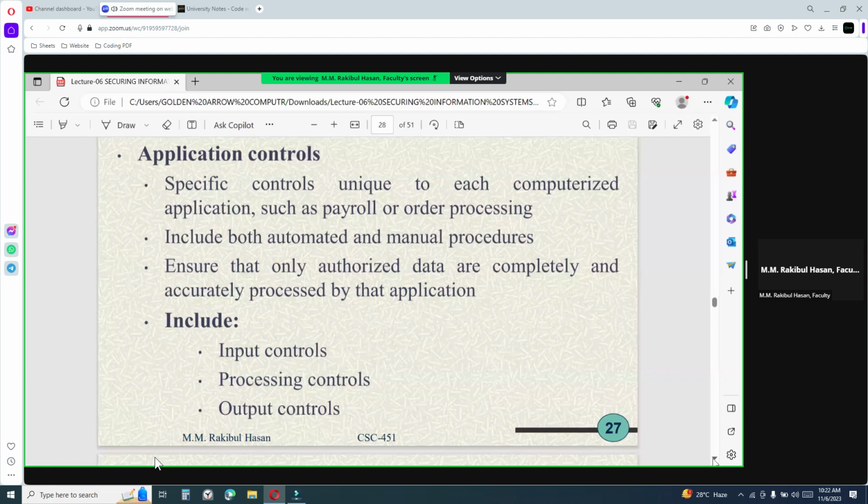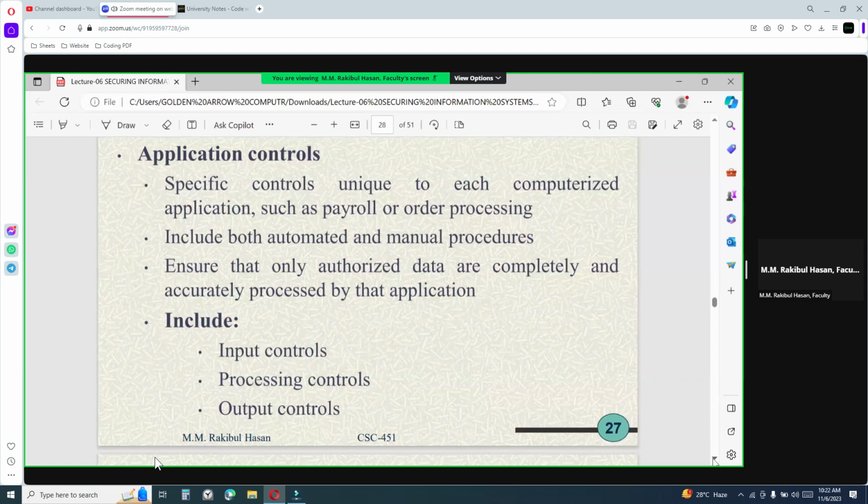Then process control. While you process the data, whether the rules and regulations written in the system are being performed in the proper way or not. Processing control. Then the last one is output control. That means whatever output your system is going to generate, who is going to see what output. Like as faculty, I can see your attendance, but from your panel, you cannot see your attendance report. That means output you cannot see.